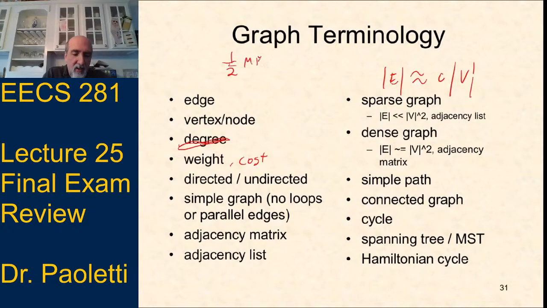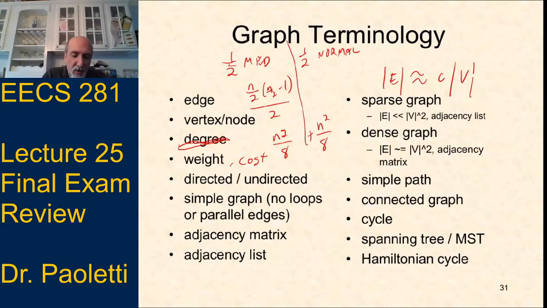half of them are in the medical and half of them are in the normal campus, then we get n over 2 times n over 2 minus 1 over 2 in each half. That's n squared over 8 plus n squared over 8, which is approximately equal to n squared over 4. That's still a dense graph. N squared over 4 is just half of n squared over 2. So even if half of them are medical, half are normal, and we have to have at least one border, it's still a dense graph because it's much closer to V squared than it is to V.